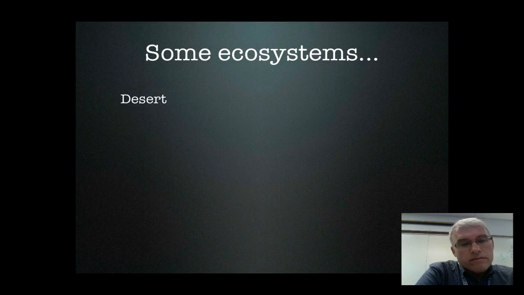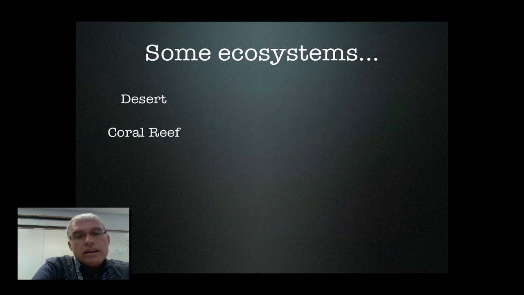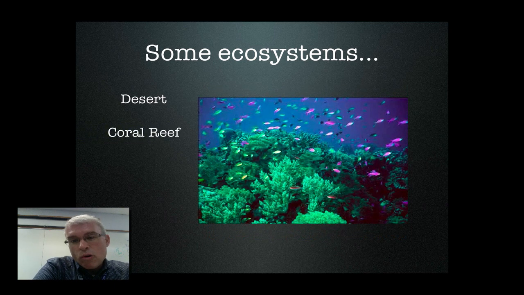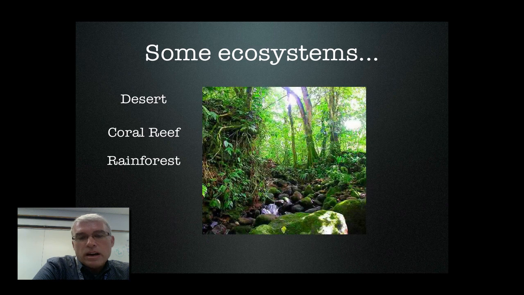Some ecosystems, for example, the deserts. Everybody's seen deserts, hot and dry, not very much plant life. A lot of animal life, but it comes out at night. Okay, you have coral reefs made up of communities of corals and algae and lots of fish. Also lots of invertebrates like shrimp and lobsters and octopi and things that swim and things that crawl and things that bury themselves. Okay, you also have the rainforest ecosystem, which obviously is very wet. They get a lot of rain, therefore plants that live there need a lot of water most of the year.